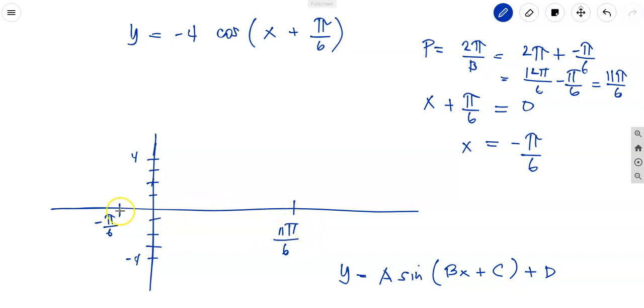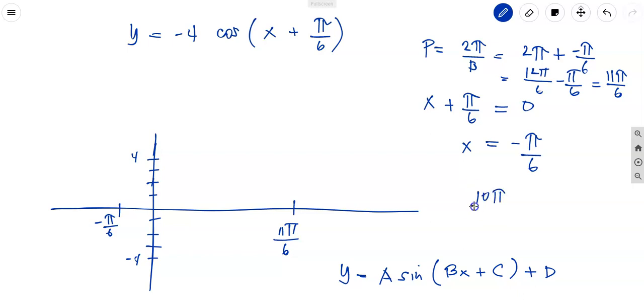So instead of starting at 0, you will start here. How will we get the midpoint? You add the two endpoints and divide by 2, so you will get 11 minus 1, which is equal to 10 pi over 6.